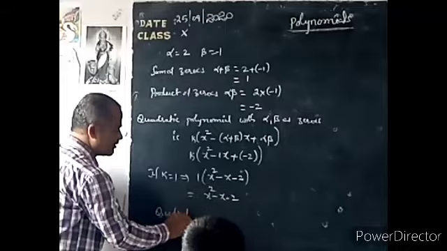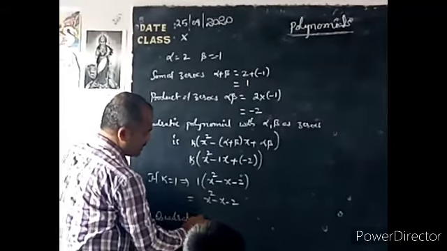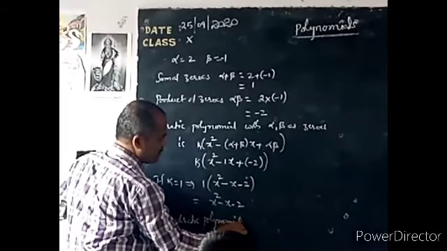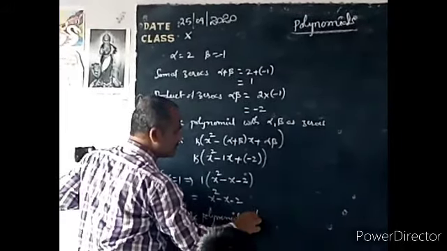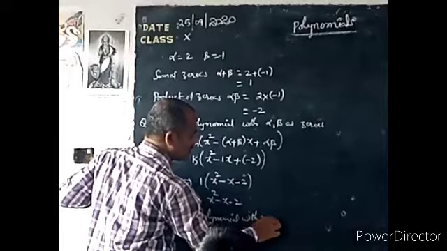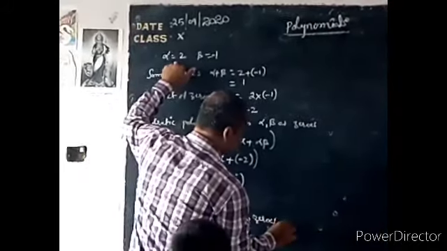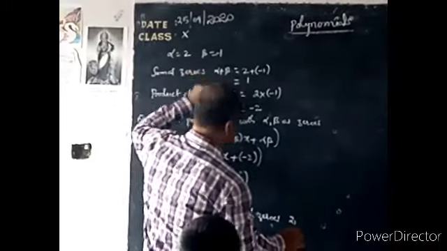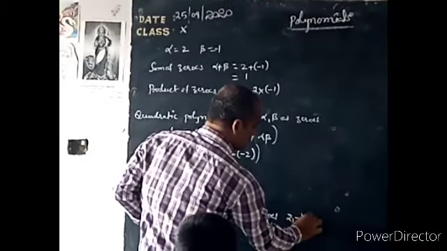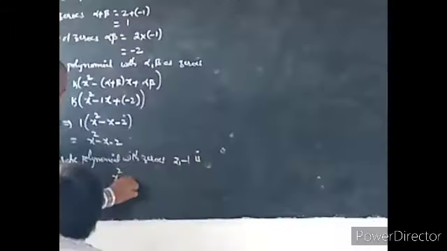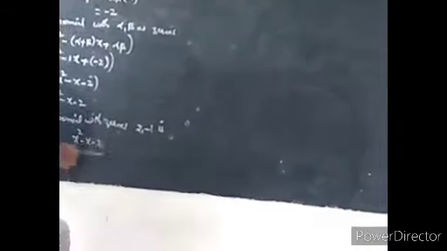Quadratic polynomial with zeros 2 and minus 1 is how much you got? x square minus x minus 2.